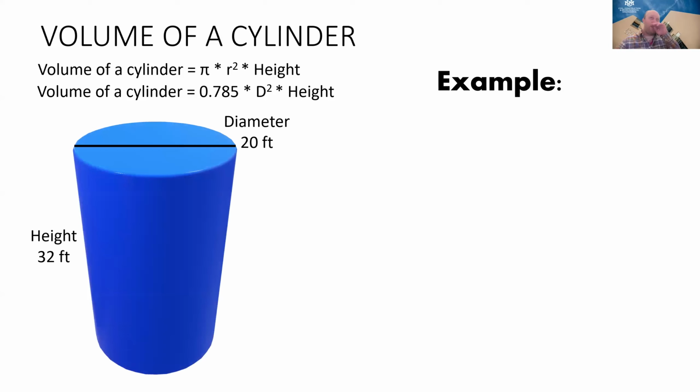Okay, so here's a cylinder, and we can think of this as a storage tank or really anything that comes in a cylinder, like a barrel of chemicals or whatever. So in this example, we have a height of 32 feet and a diameter of 20 feet. And so the radius is half of the diameter. So 20 divided by 2 is 10. And so that's what I'm going to use for my equation.